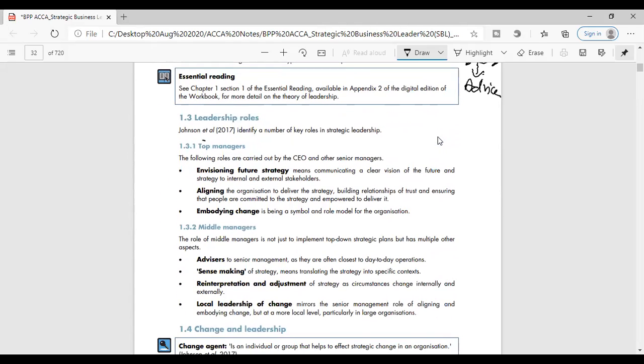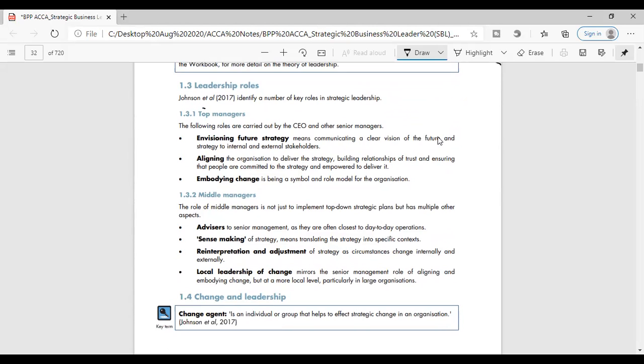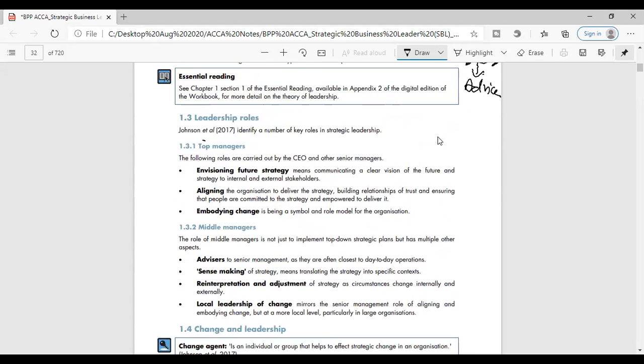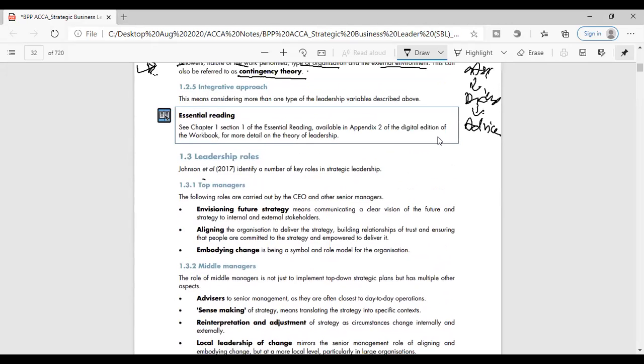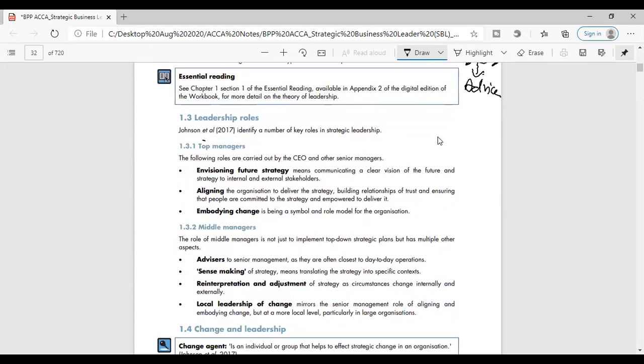Leadership roles. Johnson et al. identify a number of key roles in strategic leadership. So basically, as per Johnson et al., there could be other theories that you would have studied in the past.